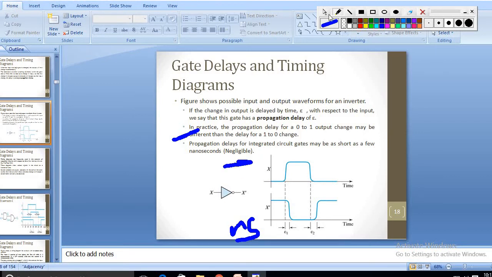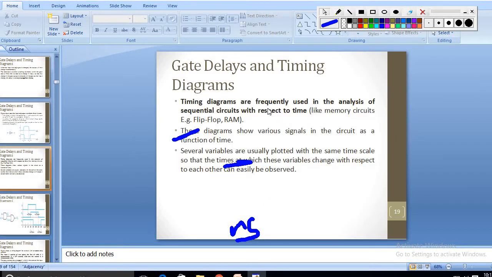That is exactly the concept of propagation delay. So see here, next.